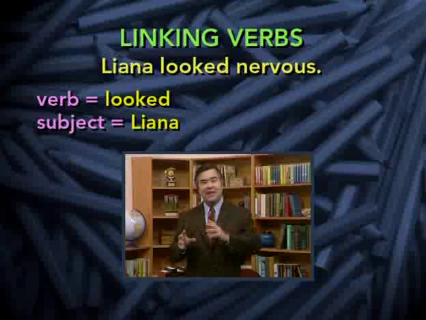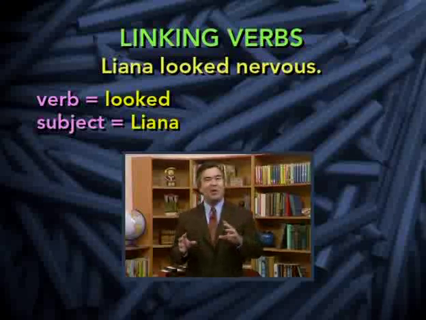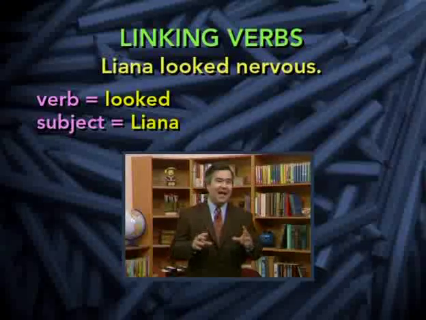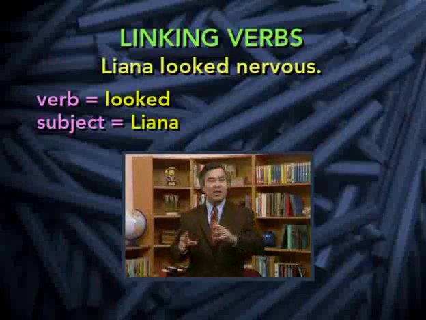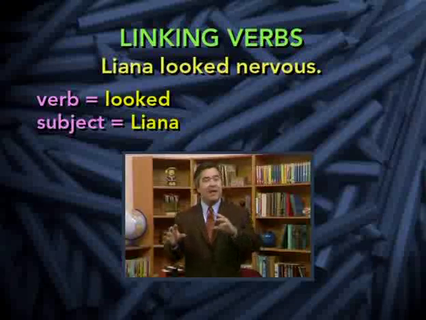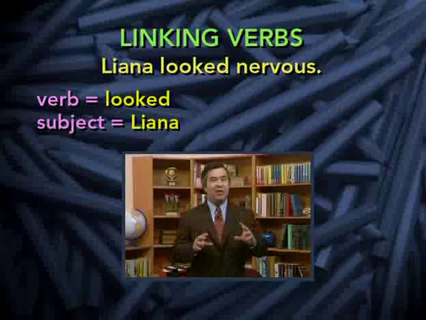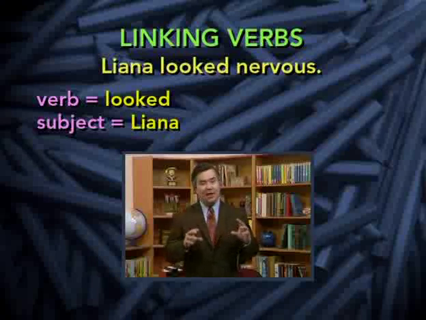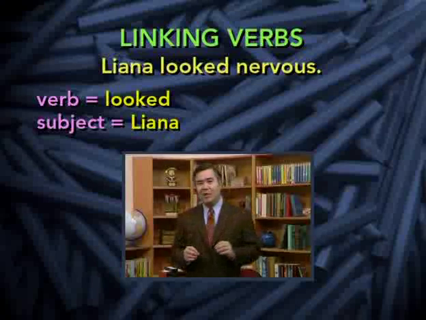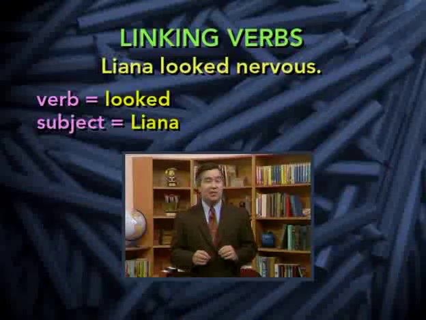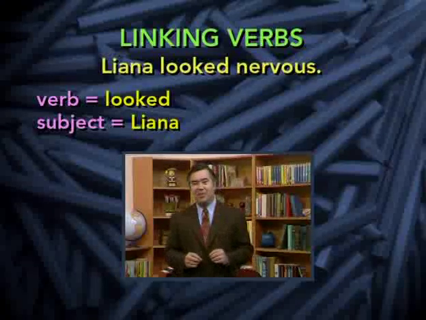Notice that in this case, the verb looked, which is a linking verb in this sentence, is being used to mean almost the same as the verb to be. When we say that Leanna looked nervous, we're saying in a way that Leanna is or was nervous. So the verb looked is being used as a linking verb in a way that's similar to the way the verb to be is used. We're being told that Leanna and nervous are linked or equated in some way. And that's why looked is being used in this sentence as a linking verb.